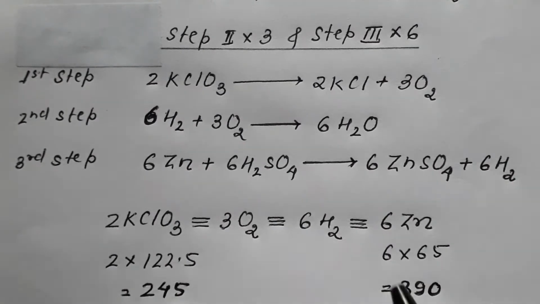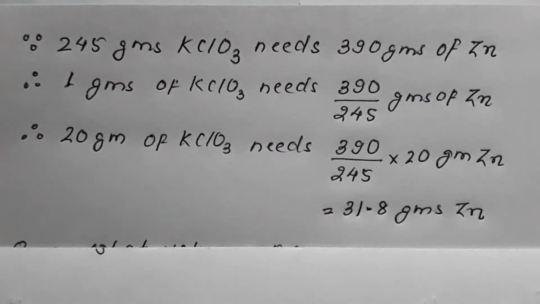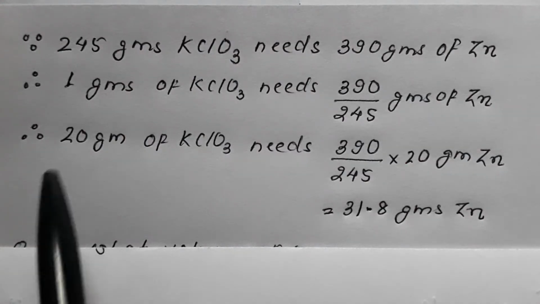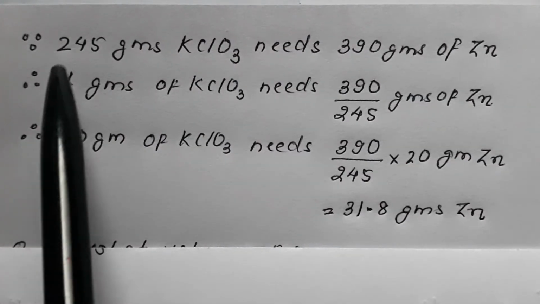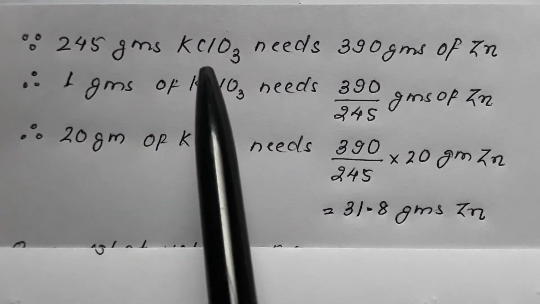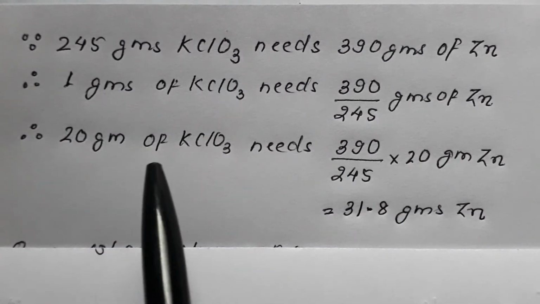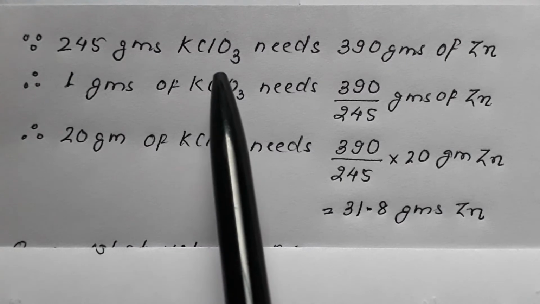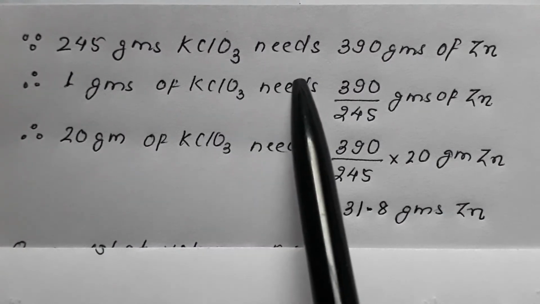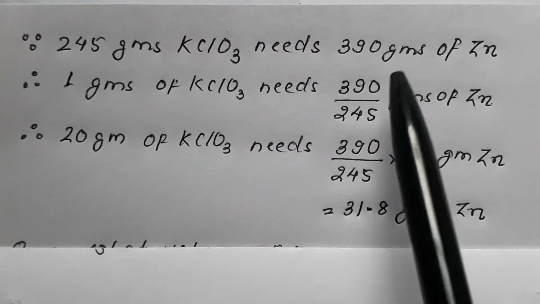So using these two weights, we will be calculating further. This equation would now be further calculated. So let us consider those two values: 245 grams of KClO3 needs 390 grams of zinc.